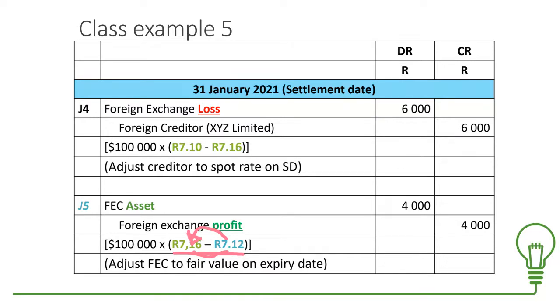This top journal entry I'm not going to focus on too much. You're aware of what's happening here. We're registering the loss. The creditor is getting bigger, the loss is being debited, and the amount is 6,000. Then in this section we are saying that the fair value is equal to spot. Therefore, we have a 4,000 Rand gain, a 4,000 Rand profit, and this is now an FEC asset. We can say confidently that it's an asset because it's now being terminated. It's the expiry date, and there are no more transactions that will pass for this specific FEC.